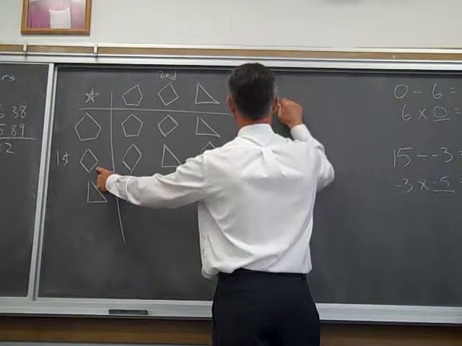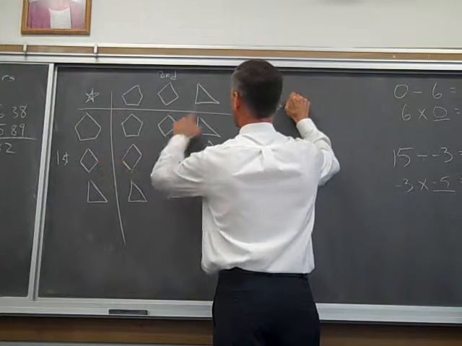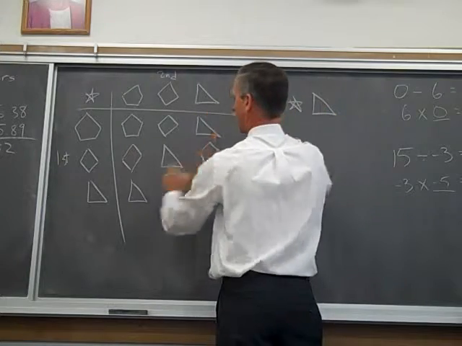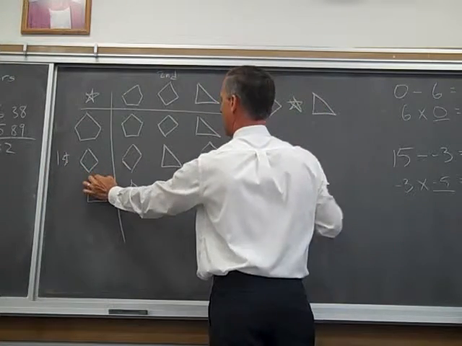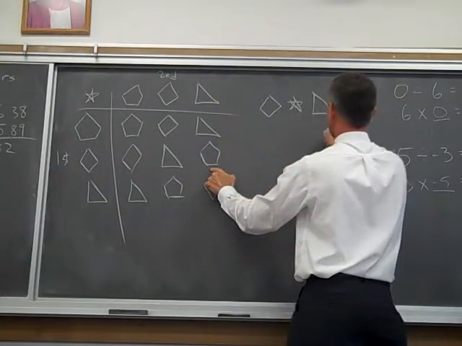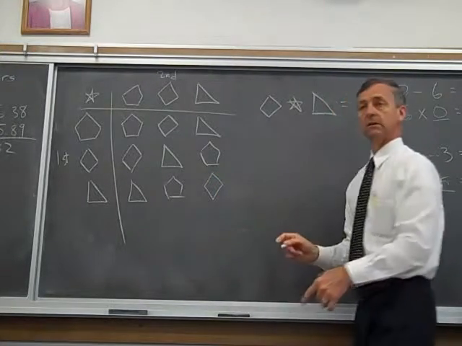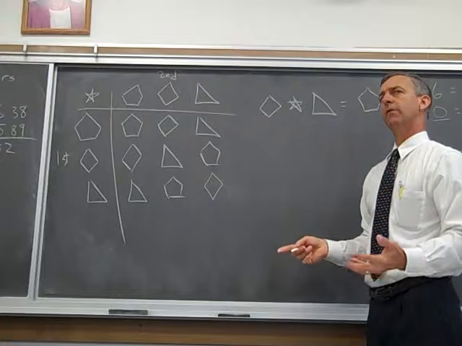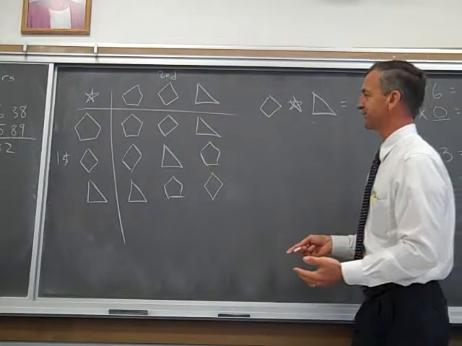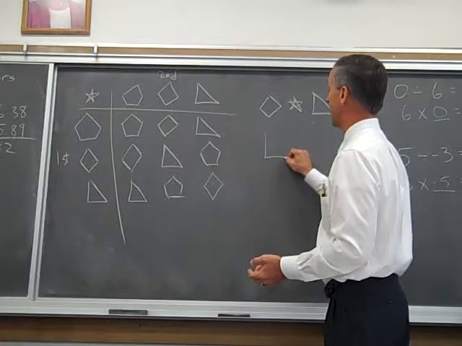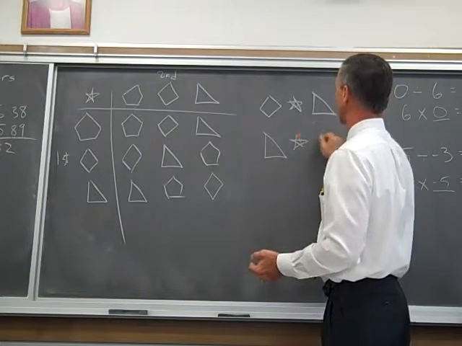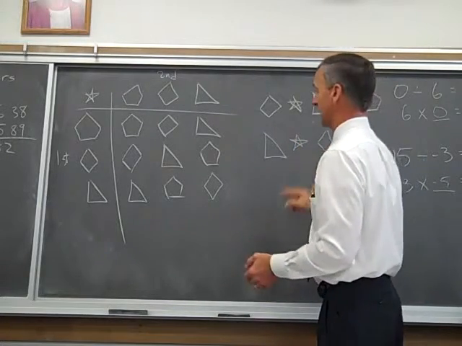diamond, star, triangle, according to the chart, if this is the first one, diamond, star, triangle, I get a pentagon, right? So if this is commutative, what would I find? Triangle, star, diamond better be pentagon as well.